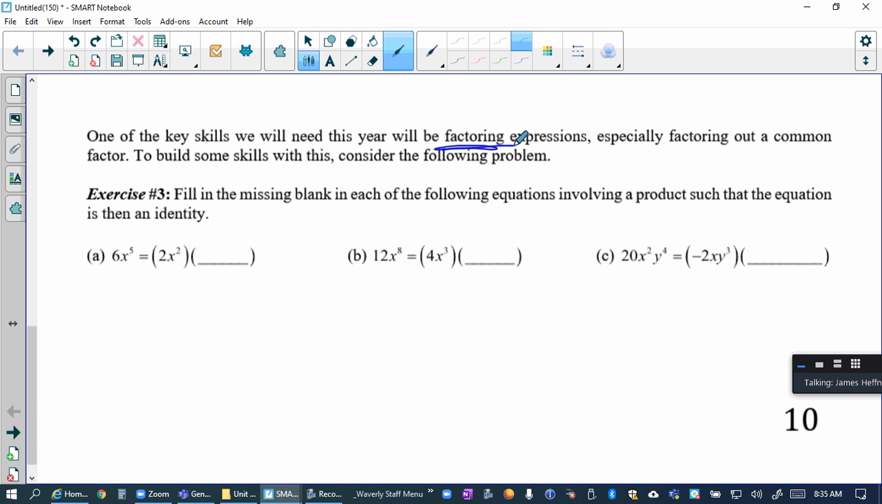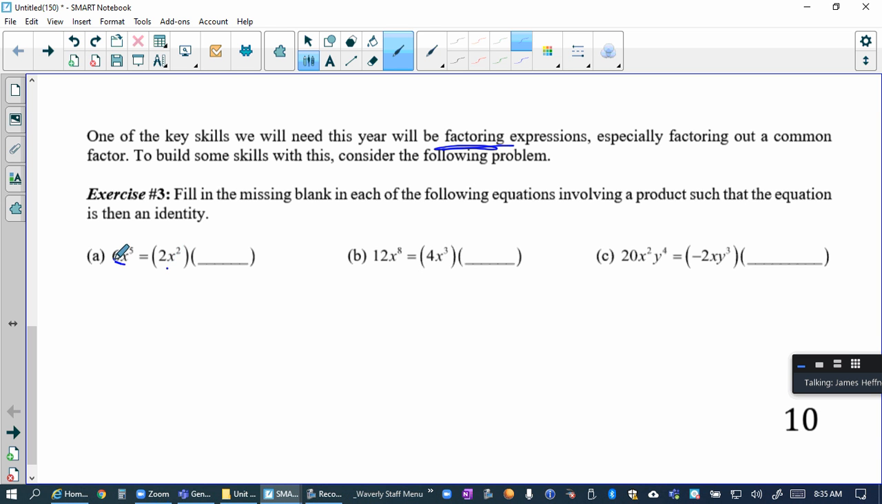Like the number 10, right? You could say 10 is 2 times 5, right? 2 and 5 are each factors. You with me? So let's take this first example here. We're going to be doing the inverse of what we had been doing, okay? So 6x to the 5th, right? They want you to factor out a 2x squared, okay? So what would be the other factor?